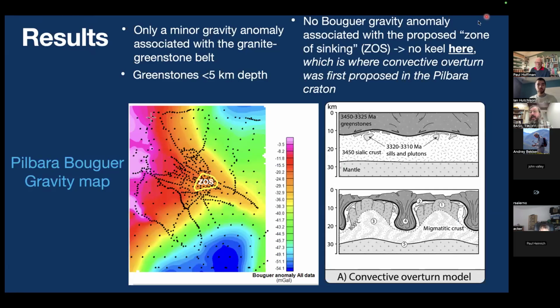Okay, so what does that mean? Well, there's no Bouguer anomaly associated with the zone of sinking. So there is no keel, at least here, which is where the convective overturn was first proposed. So either you can get rid of the keels completely cleanly in this case, or it just was never there in the first place. Those are your two choices. And the latter seems like the simpler explanation.